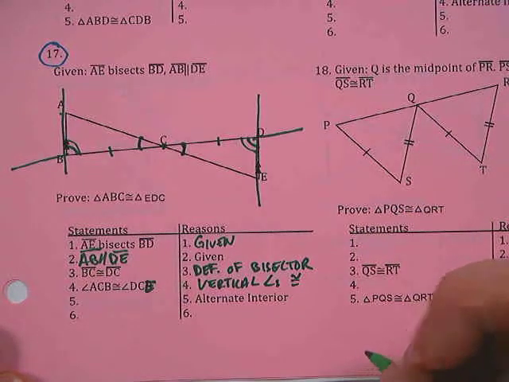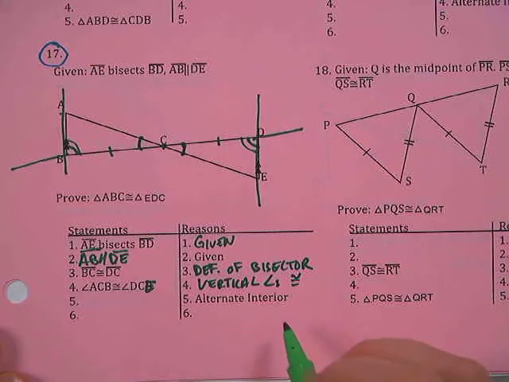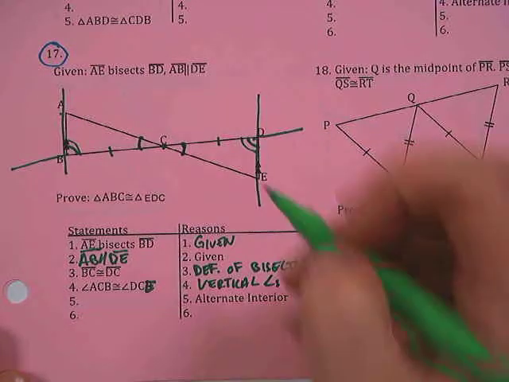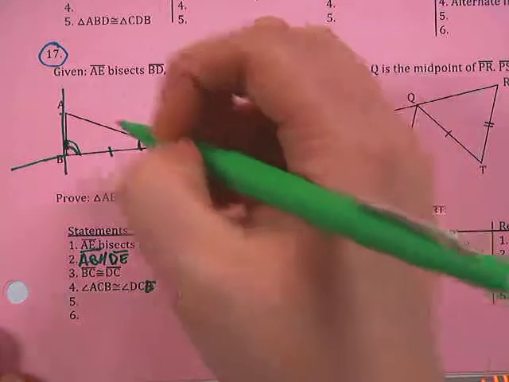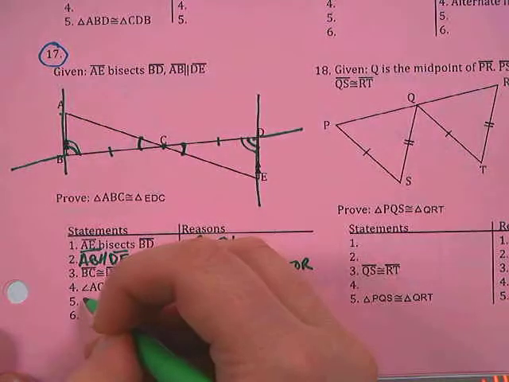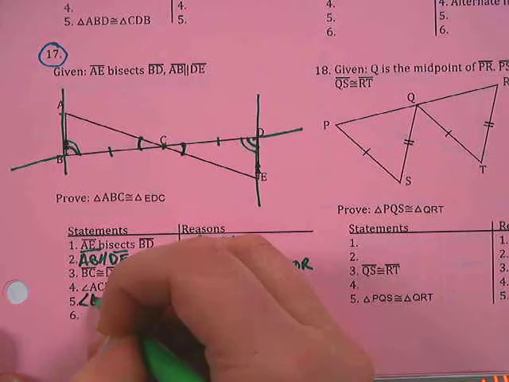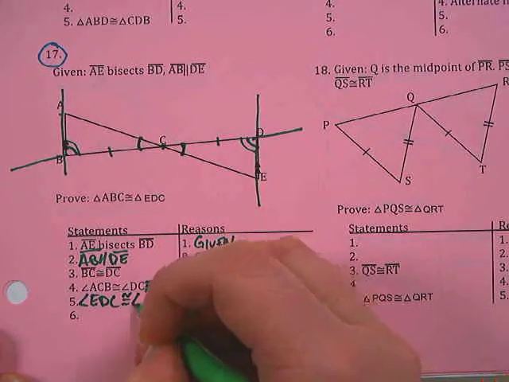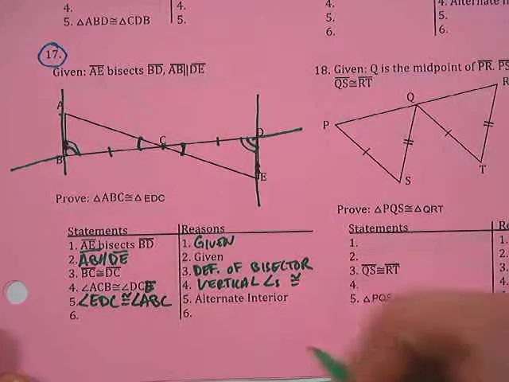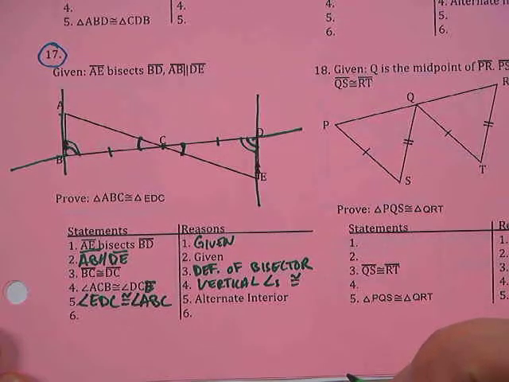Okay. So then step 5 says that we're supposed to use alternate interior. That's where the angles that we just marked come in. So we have EDC and ABC. So we should have angle EDC congruent to angle ABC because they're alternate interior.